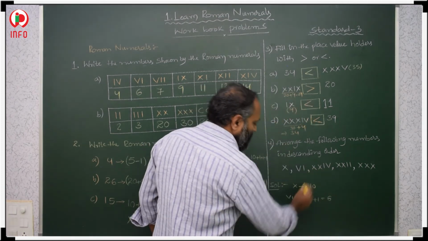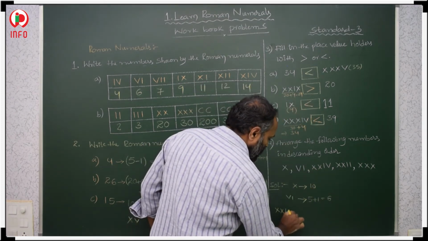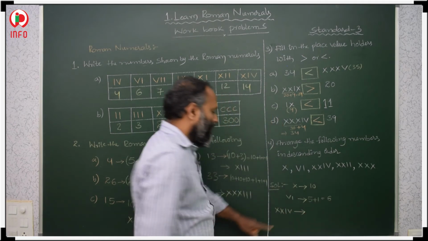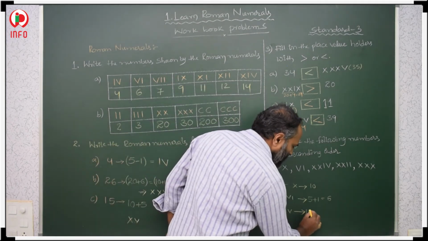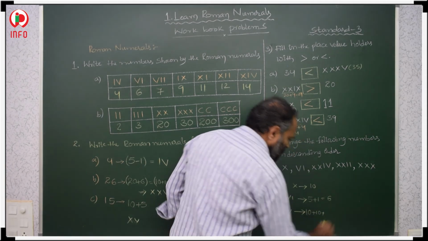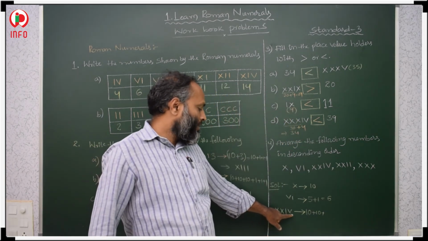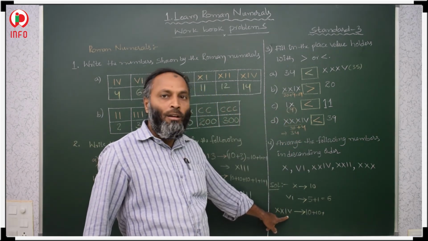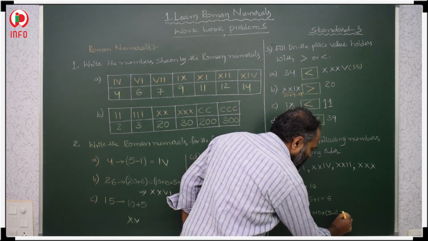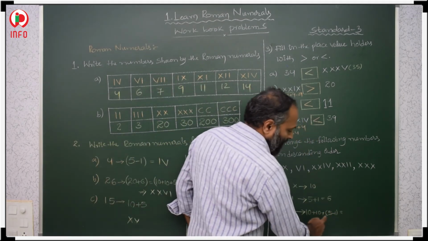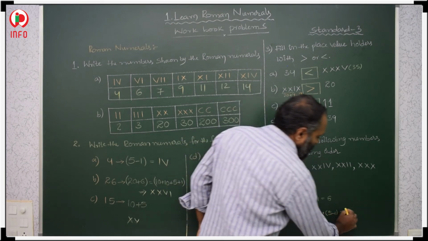Then X, X, I, V. Here this is a repeated Roman numeral. Repeated Roman numeral means we have to add 10 plus 10. Here the smaller Roman numeral is on the left side of a bigger Roman numeral, so minus. 5 minus 1. Then 10 plus 10, 20. 5 minus 1, 4. 20 plus 4, 24.